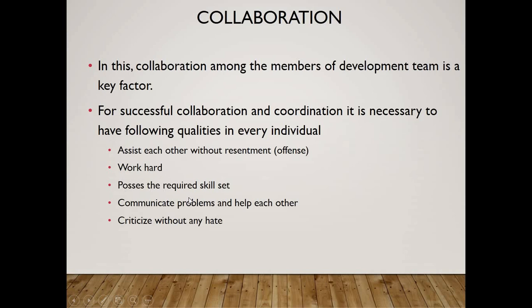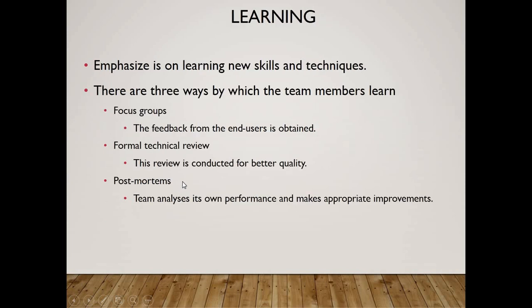Second thing is work hard. Third thing is possess the required skill set. Fourth thing is communicate problems and help each other. And fifth thing is criticize without any hate. This last thing is the most important for your collaboration phase. These five things are a must for every person in the development team. The last phase is the learning phase.